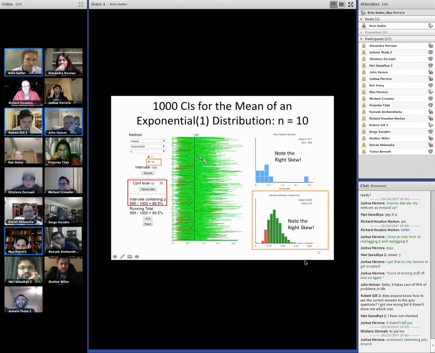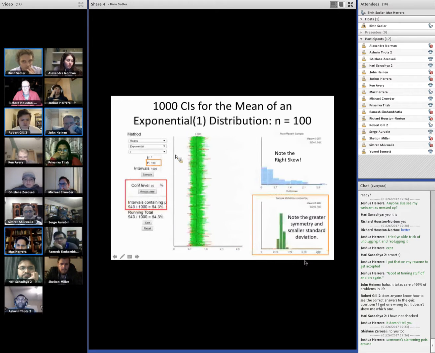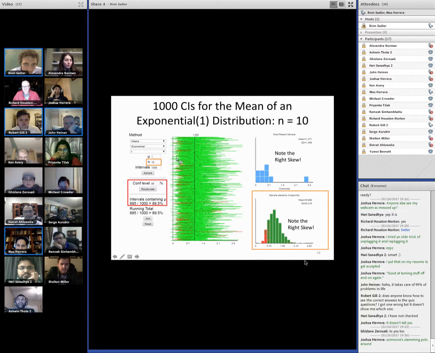Look at the intervals. That's the true mean right here, 1. We set that right there. Mu is 1. Oops, sorry. So the mean is 1. Look, the intervals are right skewed. The intervals are short over here and long over here. And why is that?